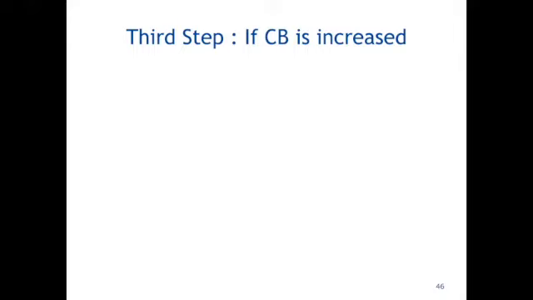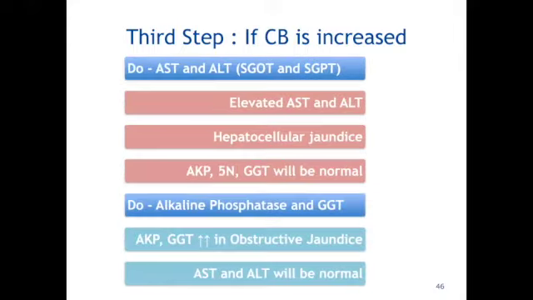So the next is to look whether it is conjugated hyperbilirubinemia, do AST and ALT. If it is elevated, hepatocellular jaundice is likely, then the alkaline phosphatase and 5'-nucleotidase, etc. will be normal. If it is not AST, ALT elevation, do alkaline phosphatase and GGT. If it is elevated, indicates obstructive jaundice, where the AST, ALT will be normal or very mild elevation will be there.